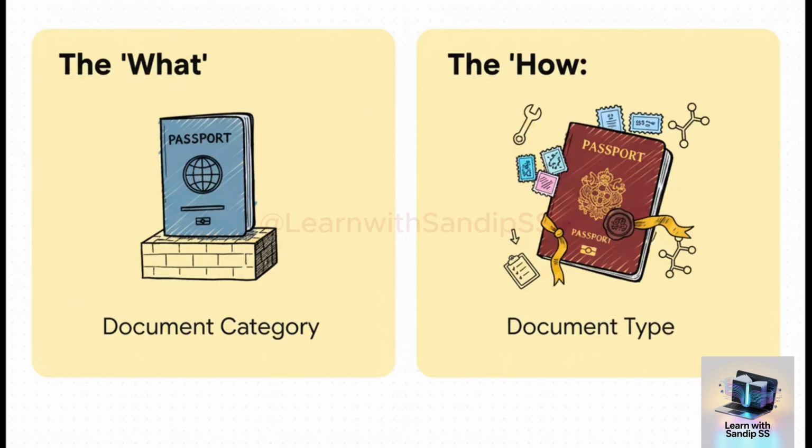I love this slide because it just makes it so clear. Think of the document category as the what. It's the basic nature of the document, and it's fixed by SAP. It's like a passport. It just says you're a citizen, that's it. The document type, on the other hand, is the how. This is where you define the rules. This is like having a diplomatic passport. It comes with a whole different set of rules, benefits, and processes. One is the unchangeable foundation, and the other is the flexible tool you get to build with.